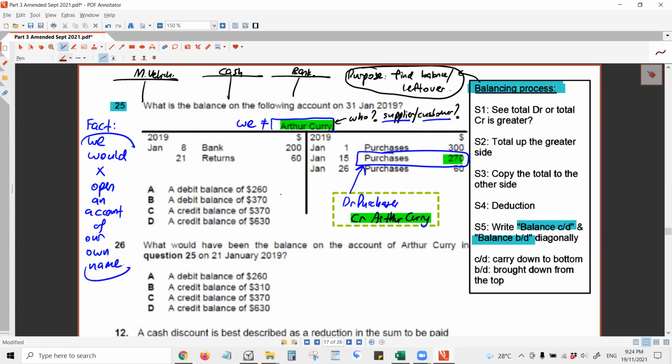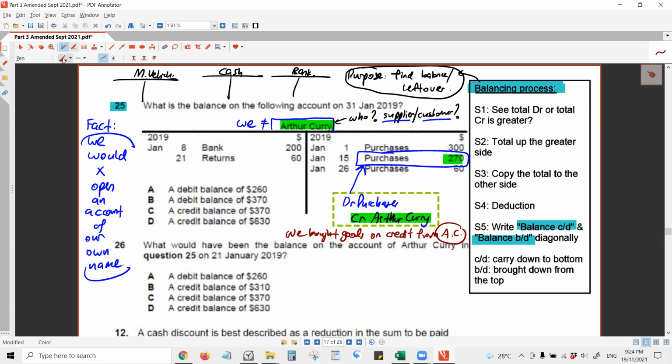Anybody wants to change answer? Atakari is our customer or supplier. We bought goods on credit from Atakari. Therefore, we debit purchases, credit Atakari. Atakari is our supplier. We bought goods on credit from Atakari, right? So we are customer. Atakari is supplier. Okay, so that's how you determine by observing the entries in this person's account.